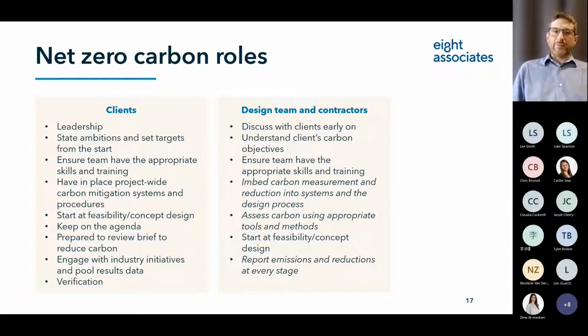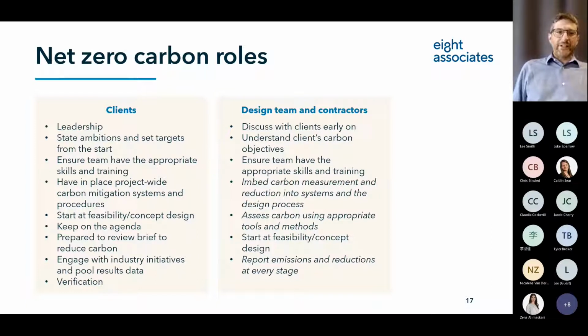And then being clear about how carbon mitigation, measurement and communication is going to be achieved on the project. So having a standard way, points in the programme perhaps where the activity is going to take place, being clear about how it's going to be reported, how it's going to be acted upon, roles and responsibilities on the design team would be a great way to achieve that.